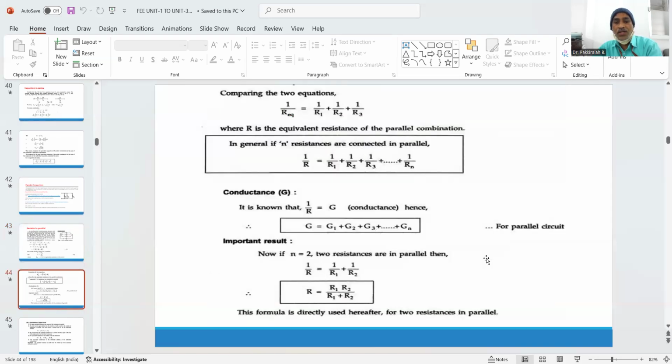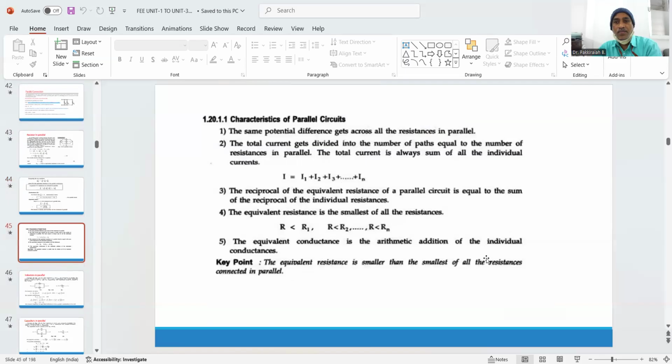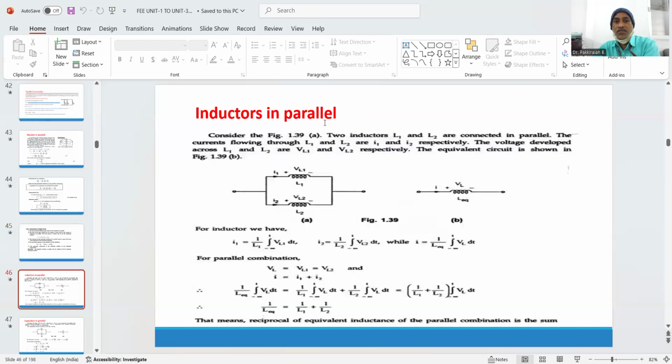As I have told earlier, inductor and resistor properties are analogous to each other. So similarly, in the case of inductors connected in parallel, if two inductors are connected in parallel, then 1 by L equivalent will be equal to the sum of the reciprocals of those two individual components, 1 by L1 plus 1 by L2.